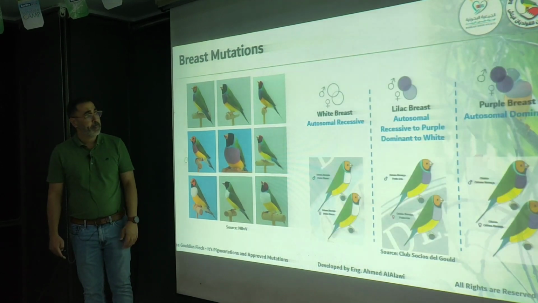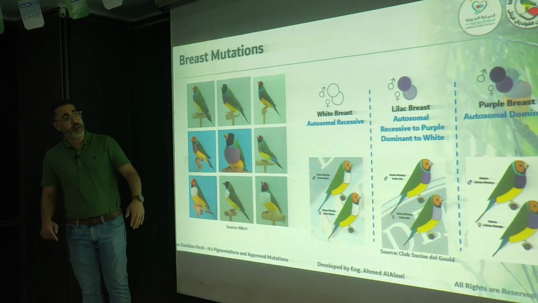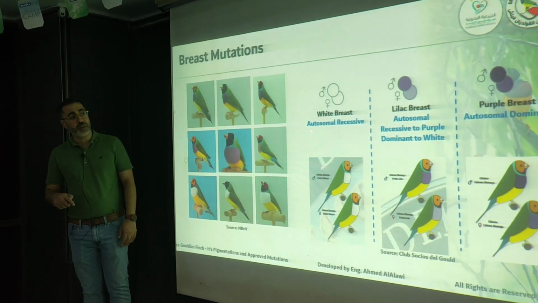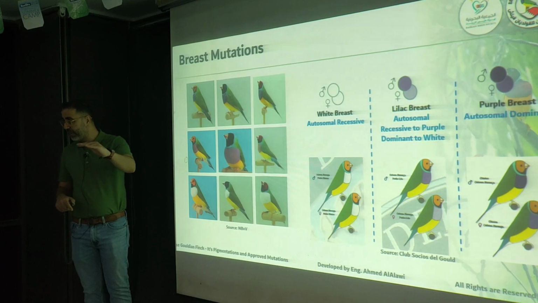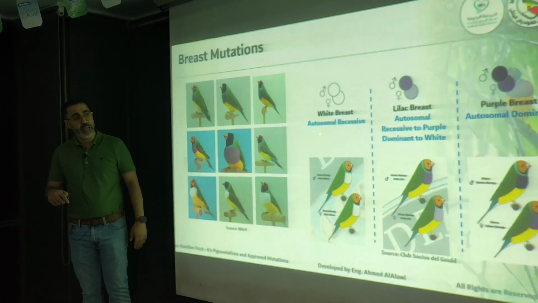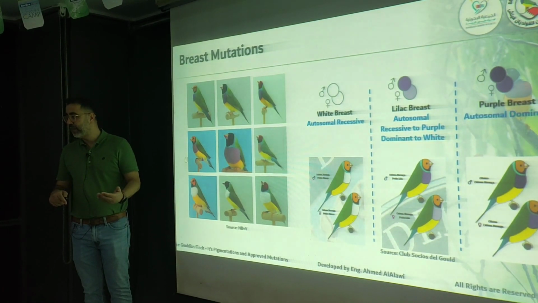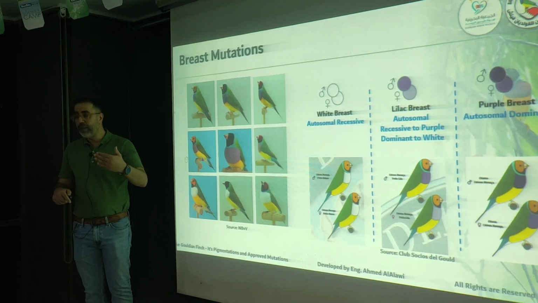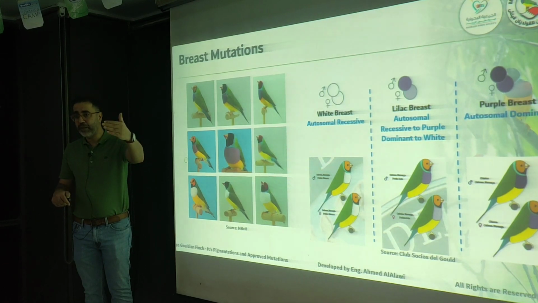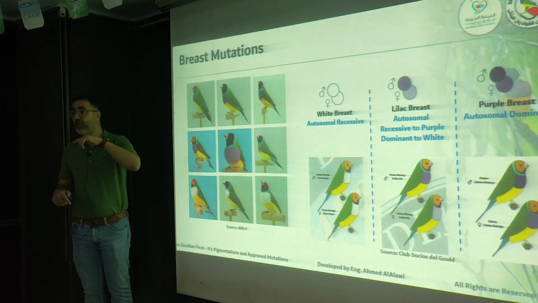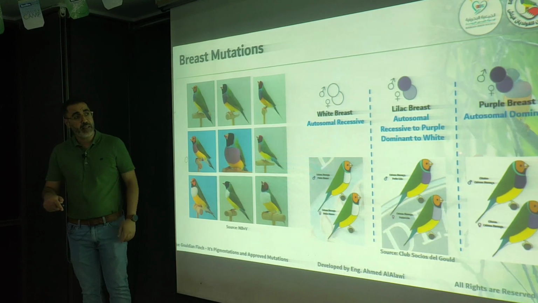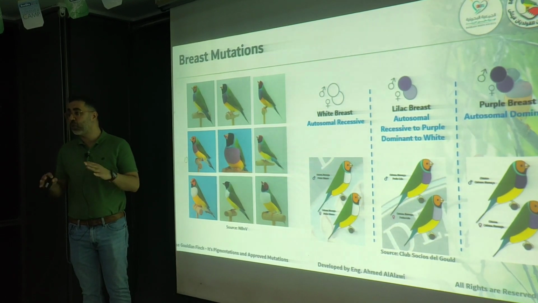Okay? So when it comes to the breast, white breast is autosomal recessive. It's very weak. This cannot be a carrier of anything. And then the lilac breast is basically halfway. It is autosomal recessive to the purple, but dominant to white. And the classic breast is always autosomal dominant.